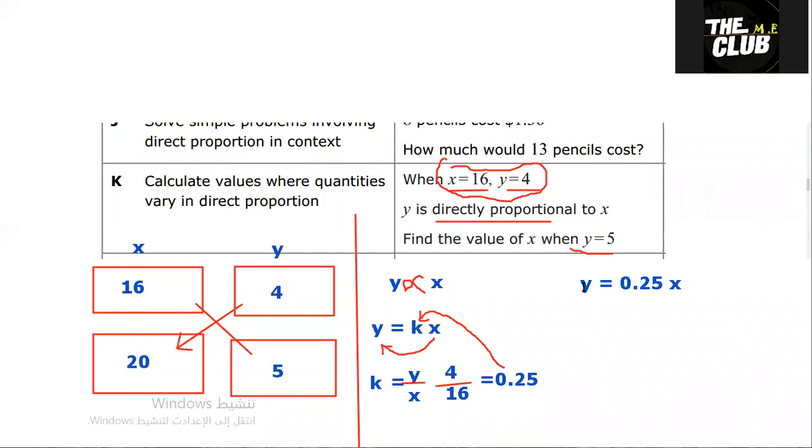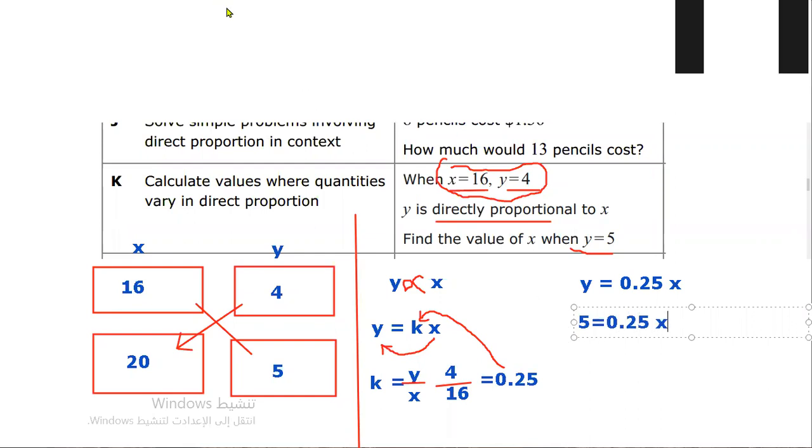Now let's come to this. y equals 0.25x, and the y is 5, right? So I'm going to say 5 equals 0.25x. I divide here to take the 0.25 to the other side. So x equals 20. Same idea, same answer.